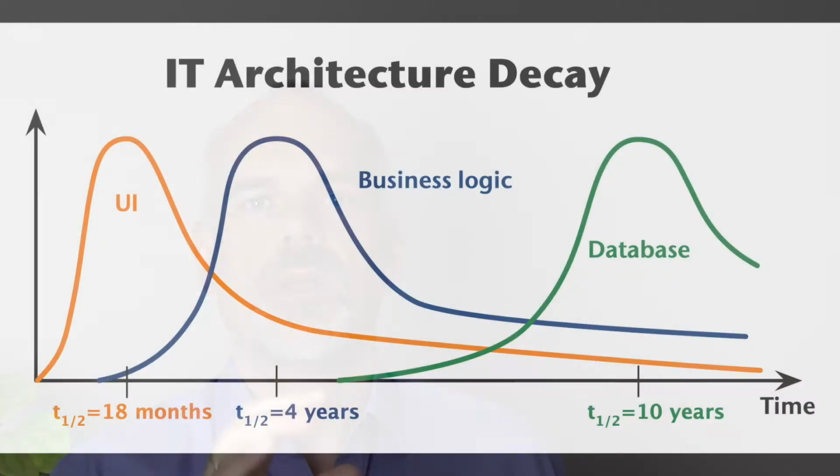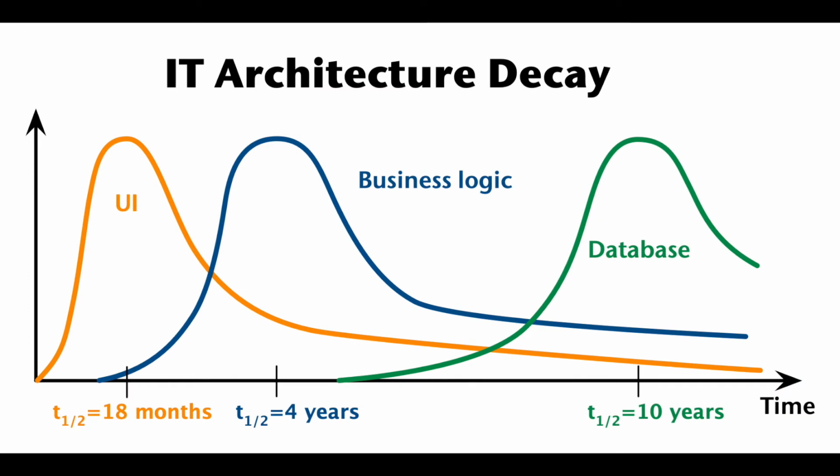Above the data layer is the business logic layer. Business logic is not about what you do, but about how you do it. So that changes faster. You might decide to run your business in a different way. You might have a good idea. You might be faced with competitive pressure. So the business logic layer in your application has a half-life of around 4 years. It takes about 4 years for half of your code to have decayed so it's no longer fit for purpose.